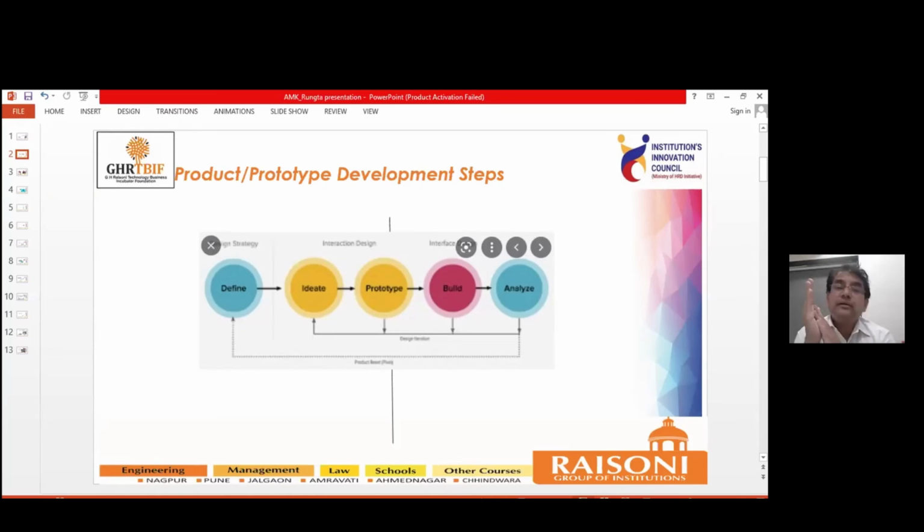For feedback, you can make a questionnaire of 100 points on how it is working, whether it is good, whether it is working efficiently or not, and so on. And from that analysis, you can go back to your define stage and edit. This is a complete loop. From the final product feedback, you can go back to your first step. So these are the basic steps involved in prototype development.